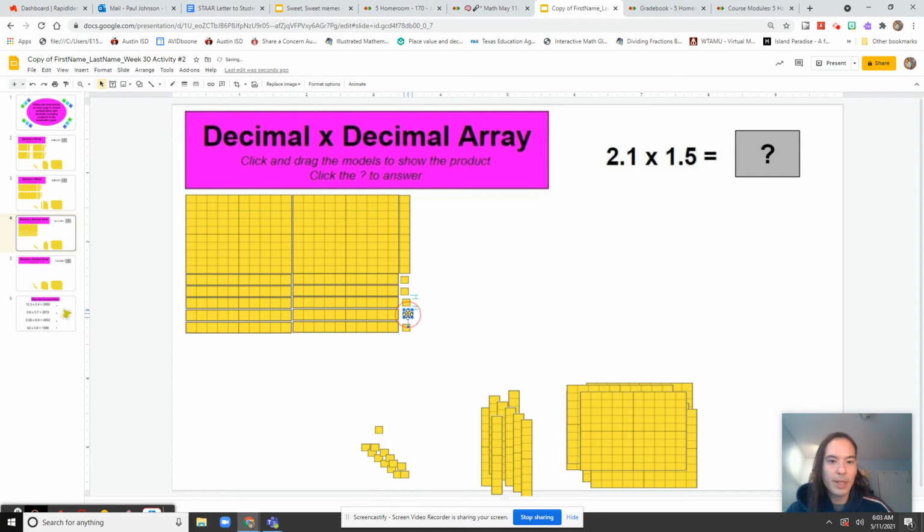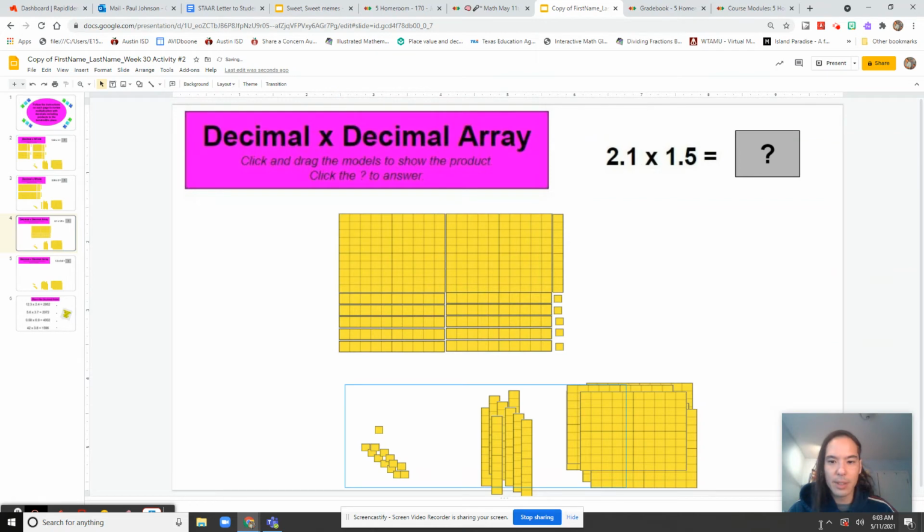All right, so our answer should be how many cubes we see in total. So this is 2 and 1/10 times 1 and 5/10. As you can see, we went across. Let me move the whole thing so I can label. It'll be easier to see then. I'm going to move this, delete all this. I just want to look at the main part.